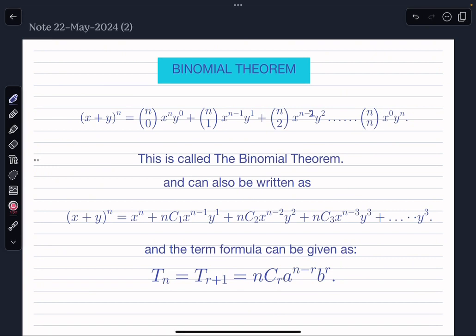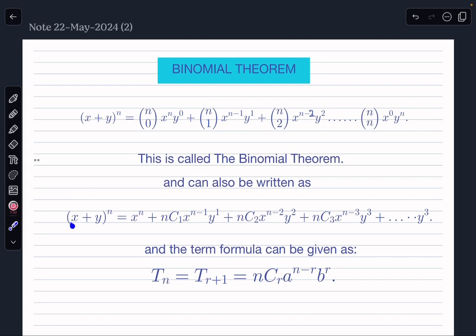nCr, r equals n, nCn, that will be equal to 1. x to the power 0, that is also a 1, and we will be left only with y to the power n as the last term. This is called the binomial theorem, and we can also write it by the combination formula as (x plus y) to the power n, and this equals x to the power n.